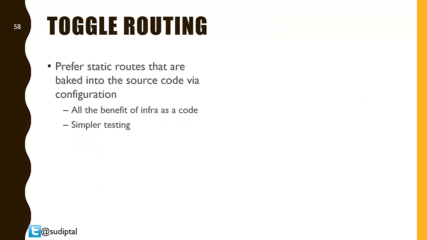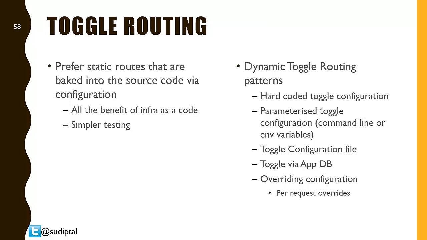So toggle routing can be done statically or dynamically. Static is obviously an easier and simpler method, and if it's part of your version control, you get all the benefits of having infrastructure under version control. You would know at any point of time which toggles are working and which are not. So that's the benefit that you would get there.